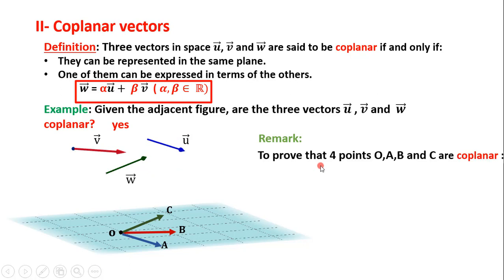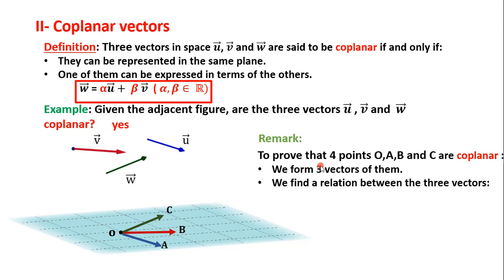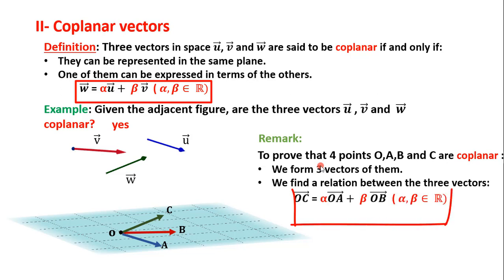Remark: to prove that 4 points O, A, B, and C are coplanar, we form any 3 vectors of them. We find a relation between the 3 vectors: vector OC equal to alpha vector OA plus beta vector OB, and alpha, beta belong to R.